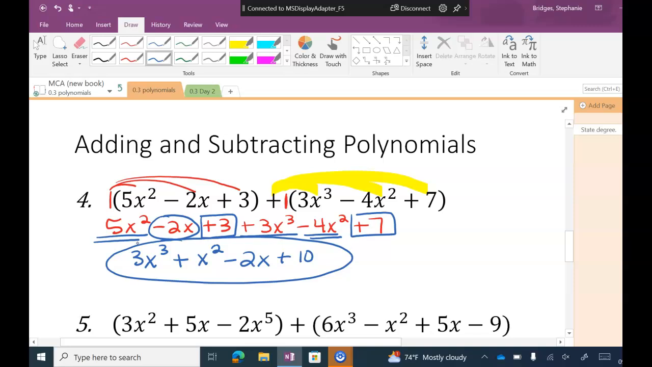You don't have to state the degree for these. You just need to combine them and put them in standard form. So if you have not already, I know you already did it. Go ahead and do 5.